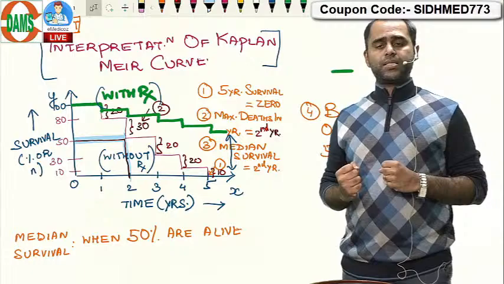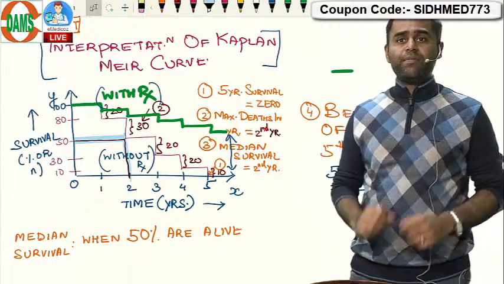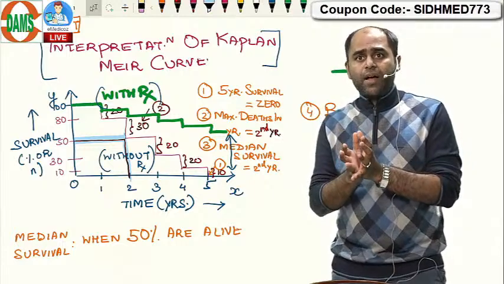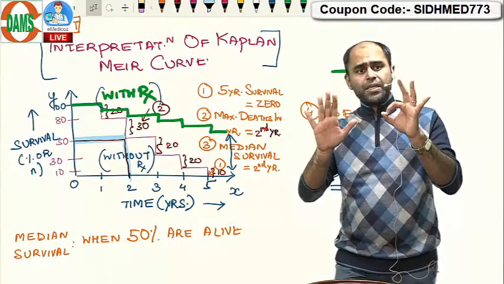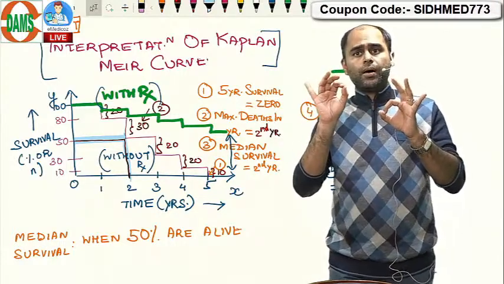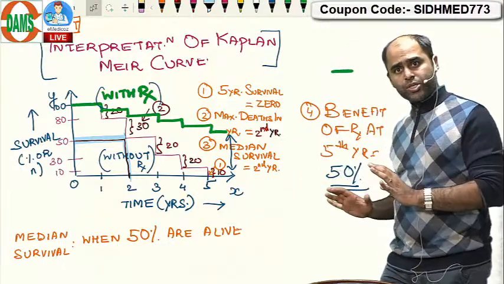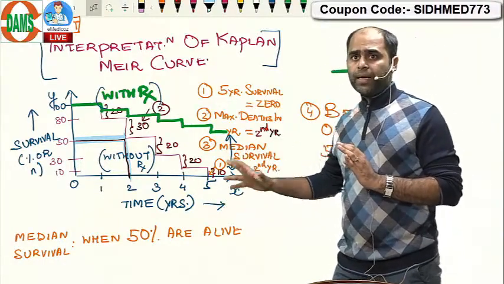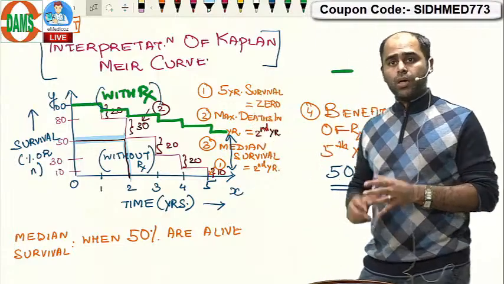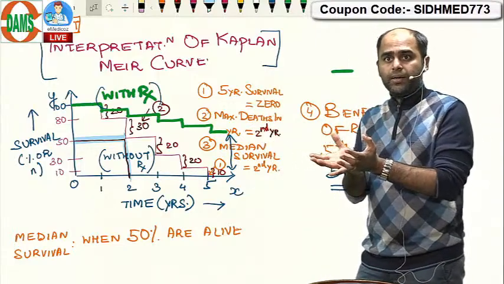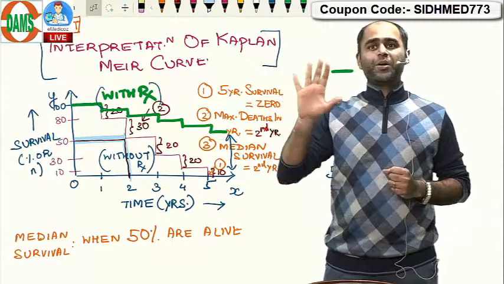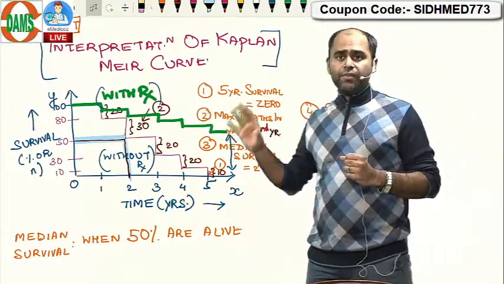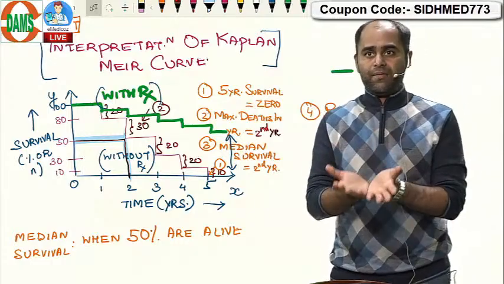Third question is median survival. Now, median survival is when 50% of people are alive. So in this question, median survival without treatment is at 2nd year. With treatment, it is at 5th year. Because you can see, when you give the treatment, at the end of 5th year, 50% people are alive.